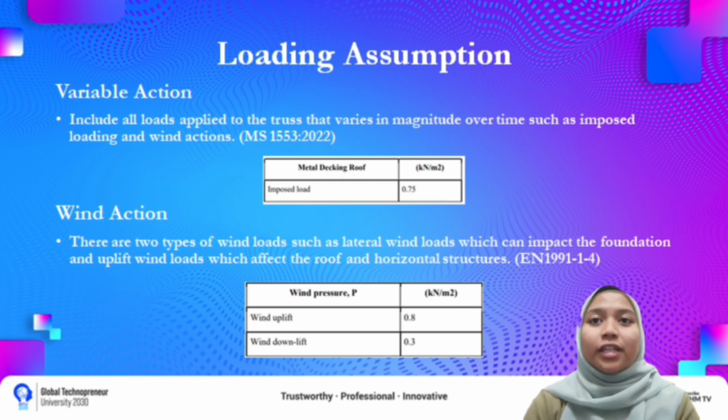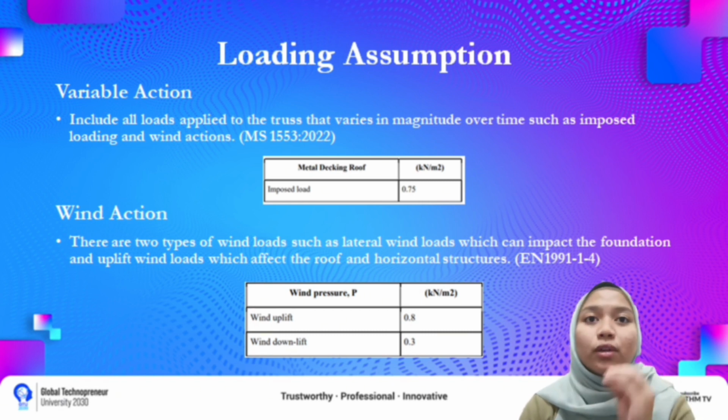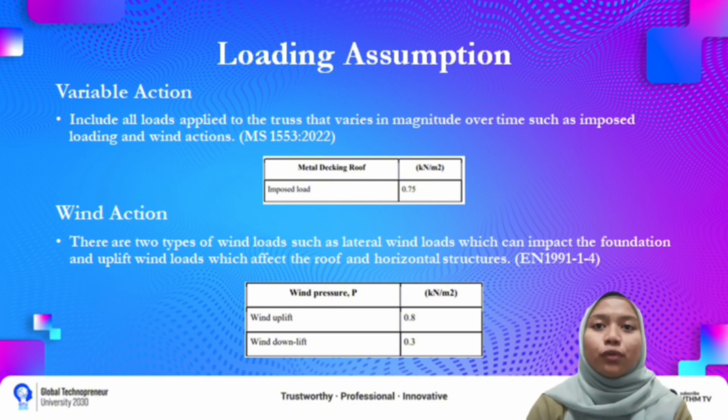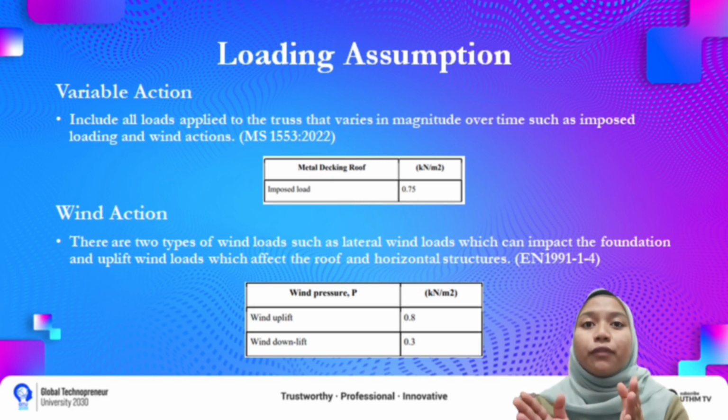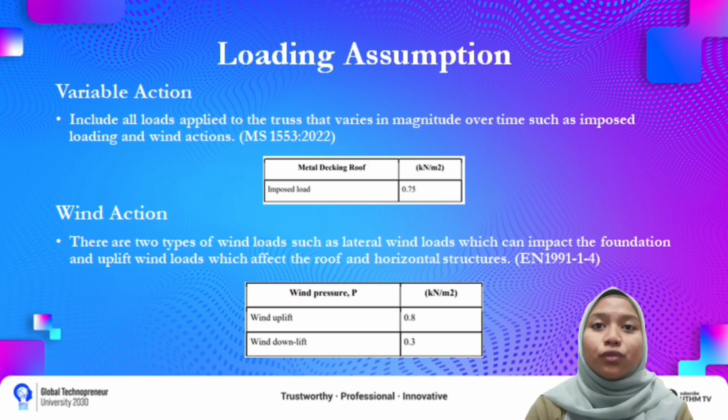For the wind action, there are two types of wind loads, such as lateral wind loads, which can impact the foundation, and uplift wind loads, which affect the roof and horizontal structure. So this table shows the value of the wind uplift and downlift based on Eurocode 1 Part 1-4.